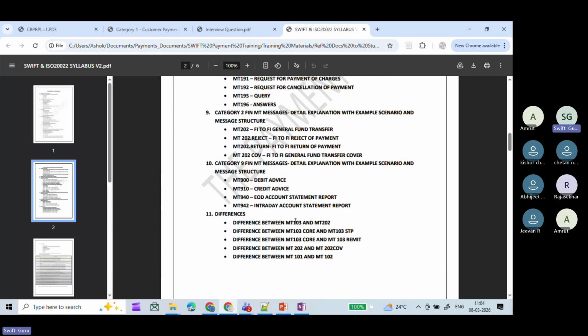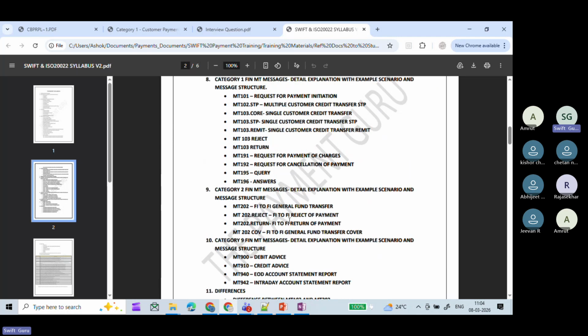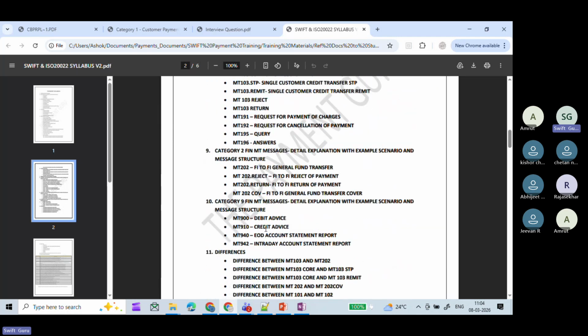So all the important messages related to your SWIFT MTs, including your MT 1 categories, 2 categories, and 9 categories, are covered. And not only the messages and the fields and validations, but also the use cases, the flows, and when to use these messages. All those things are also covered.